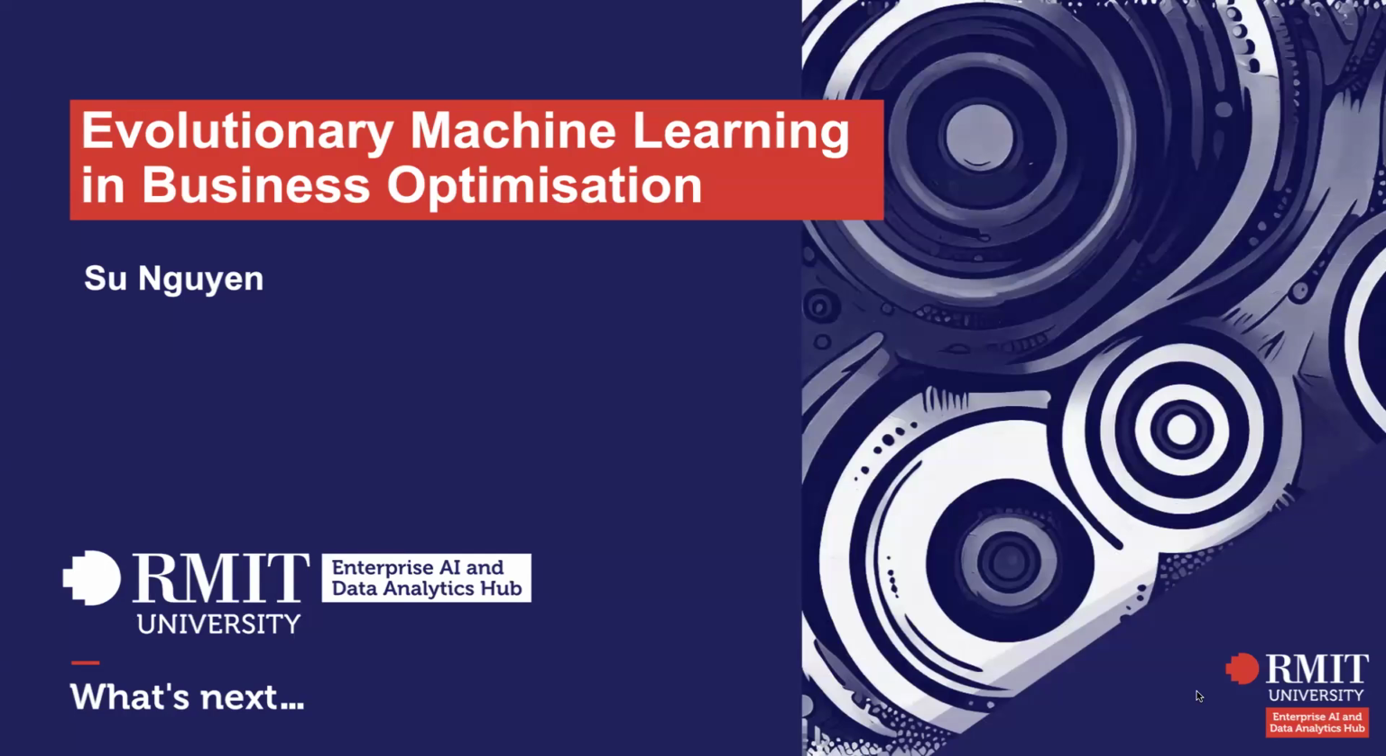As you've seen in the emails, this is about evolutionary machine learning in business optimization. I'm going to talk a lot about combinatorial optimization because this is one of my main focuses. But the whole idea is to see the value of how EML can be useful in business optimization.